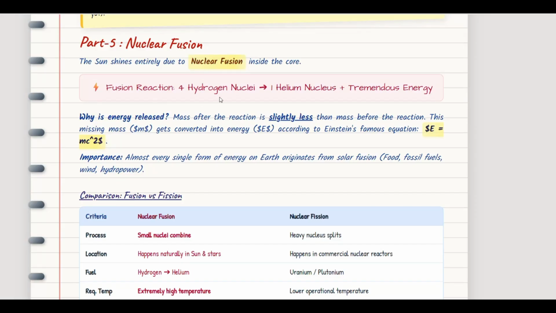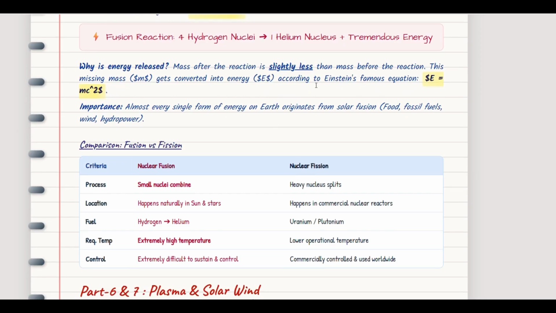Now, nuclear fusion. The nuclear fusion process takes place in our sun, and because of nuclear fusion only the sun shines. In that reaction, four hydrogen nuclei, just remember that, give one helium nucleus and a large amount of energy. The mass of the helium becomes less, so to compensate the mass difference, the extra energy comes out.